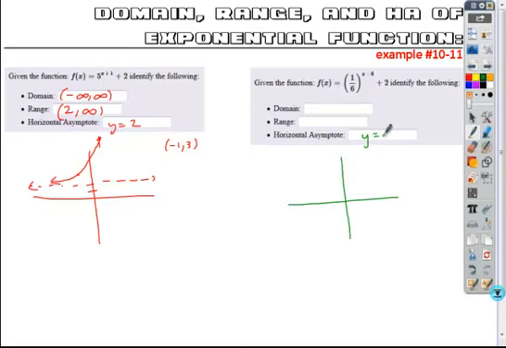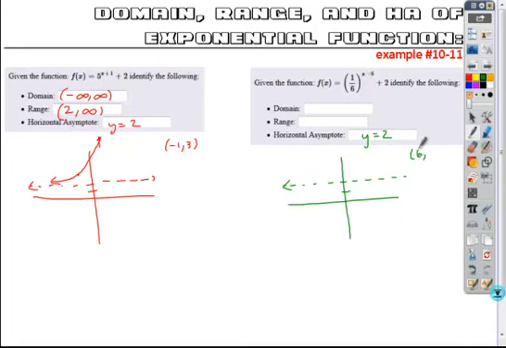All right, so what's the horizontal asymptote? 2. We have a vertical shift of 2. Okay, and so in this case, do we have any horizontal shift? Yeah, at what value? 6. The value of 6 gives you a 0 here.